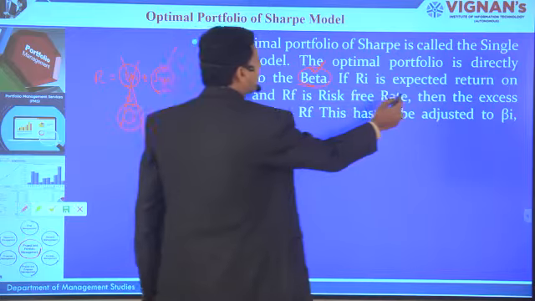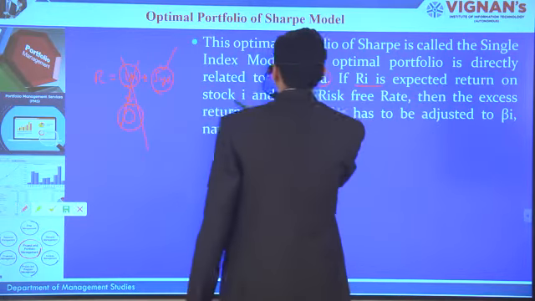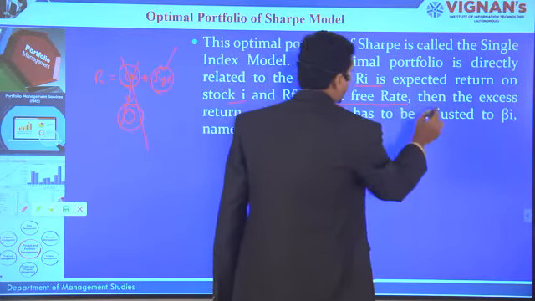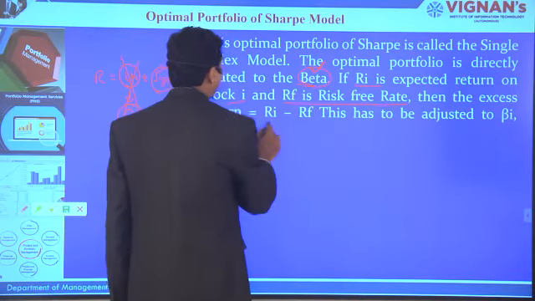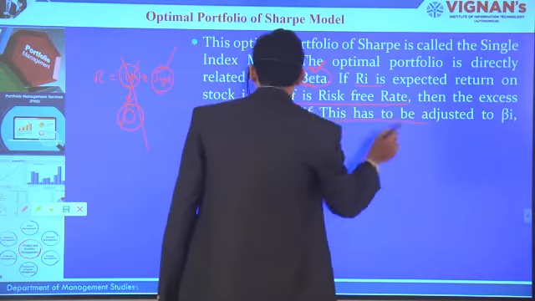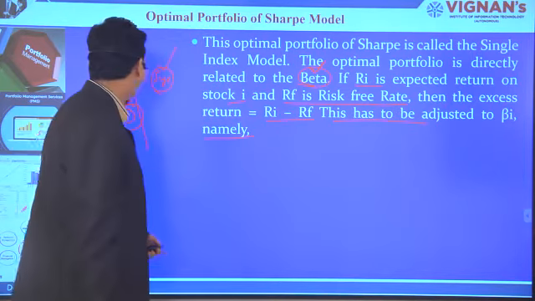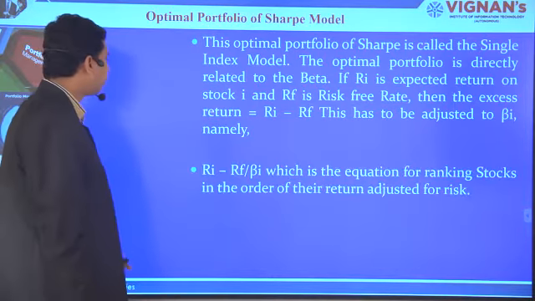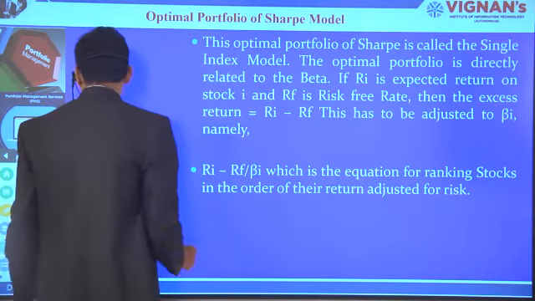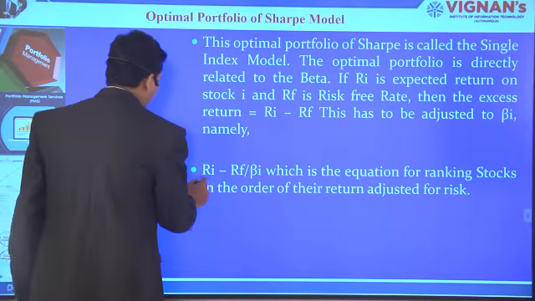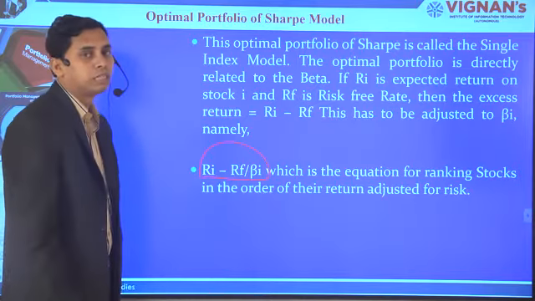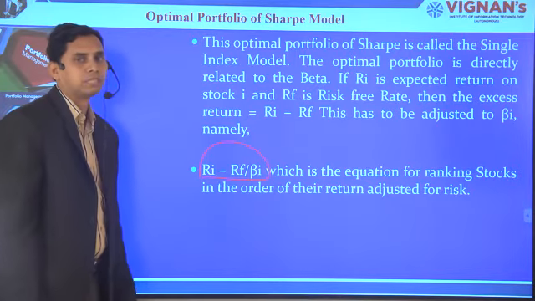And if Ri is the expected return on stock i, and Rf is the risk free rate of interest, then the excess return is nothing but Ri minus Rf. This has to be adjusted to the beta, by way of (Ri minus Rf) divided by beta i. That means how much excess return is being generated per unit of beta of the security.